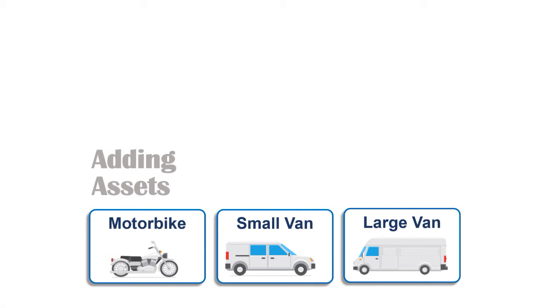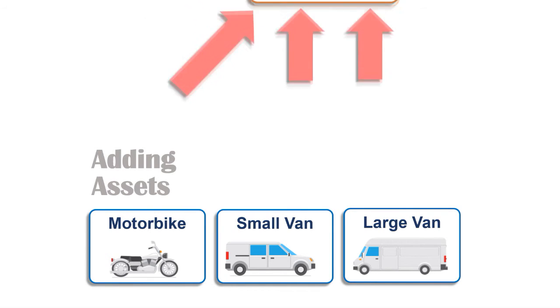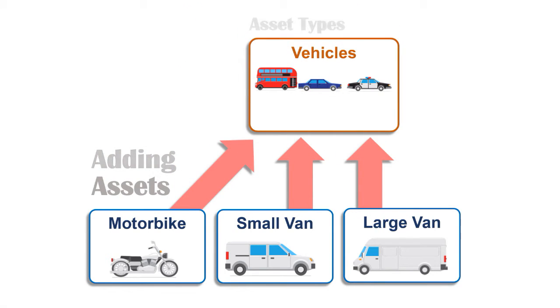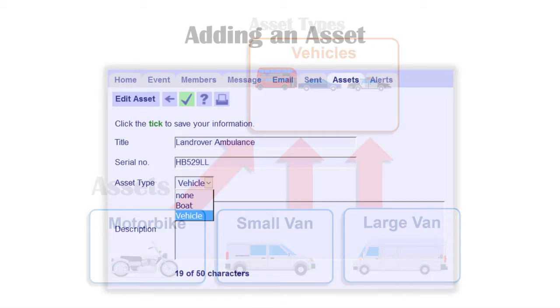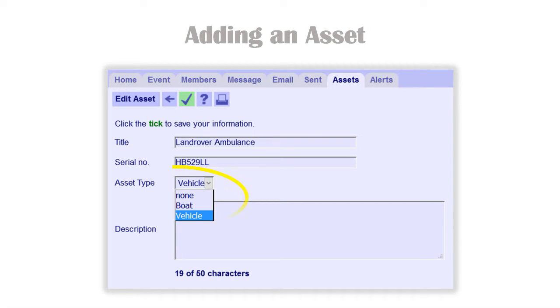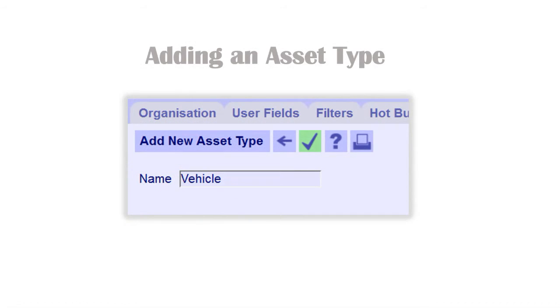Okay, let's move on to adding an asset. There's the list of assets we had earlier. They're all of asset type vehicle. So within SMS Responder, we can specify the asset type when we add in a new asset. Asset types are the easiest thing to add in because all they require is a name, in this case vehicle.